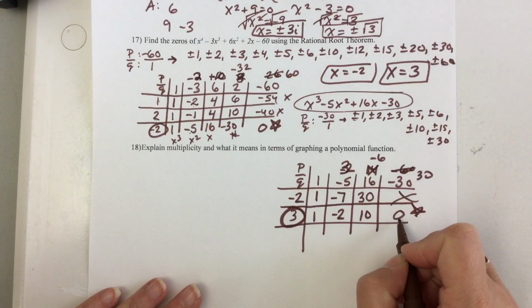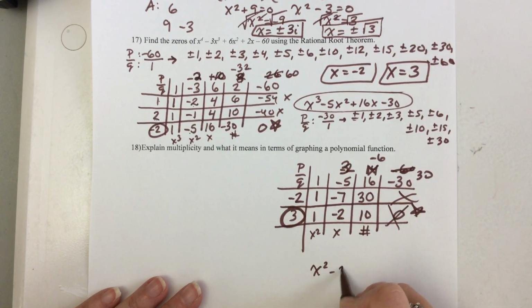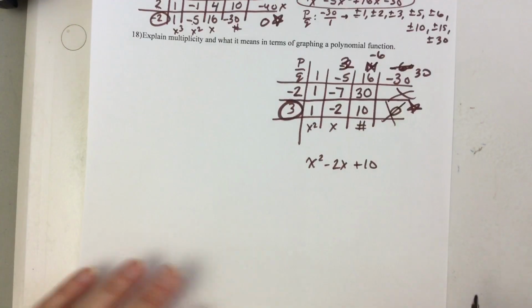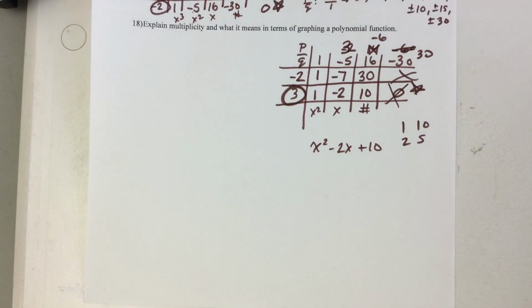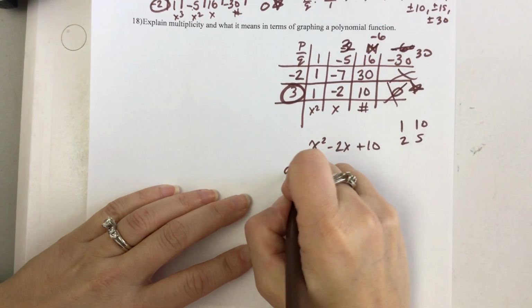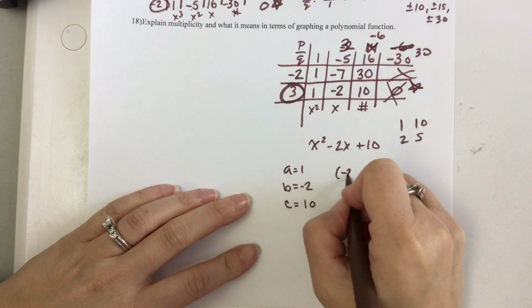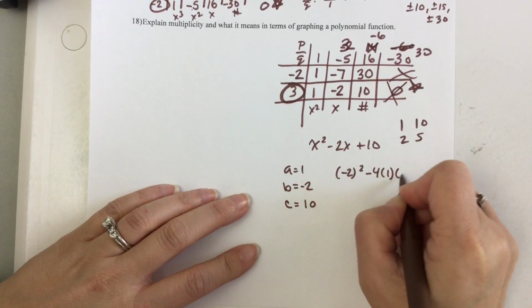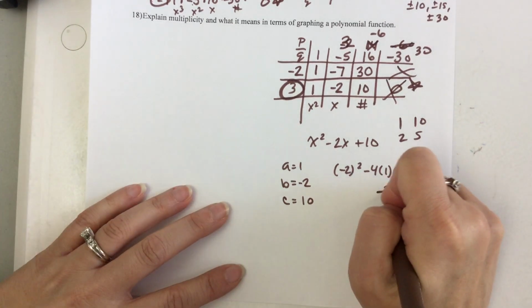But we're almost there. So this is my remainder, this is my number, this is x squared. So I have x squared minus 2x plus 10. Numbers that multiply to 10: 1 times 10 and 2 times 5. There's no way to make those multiply to 10 and add to negative 2, so I get to do the quadratic. A is 1, B is negative 2, C is 10. So it's b squared minus 4 times a times c. If I calculate that, negative 2 squared minus 4 times 1 times 10, I get negative 36.